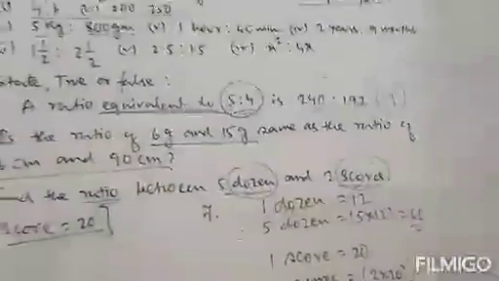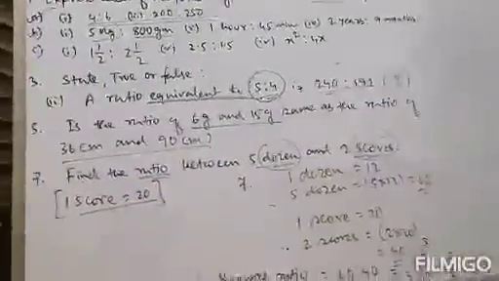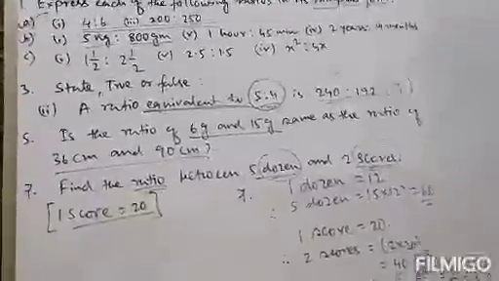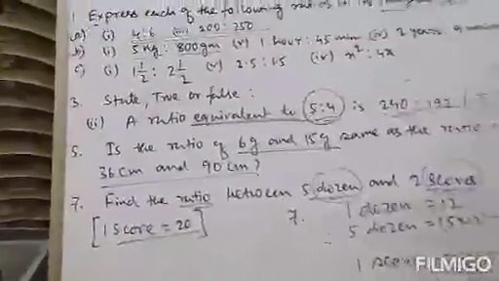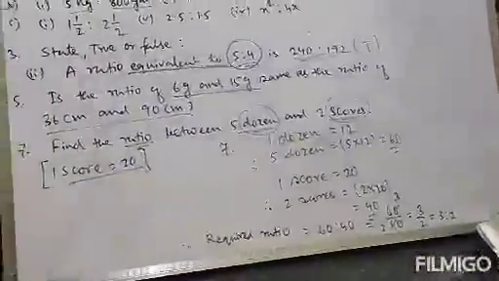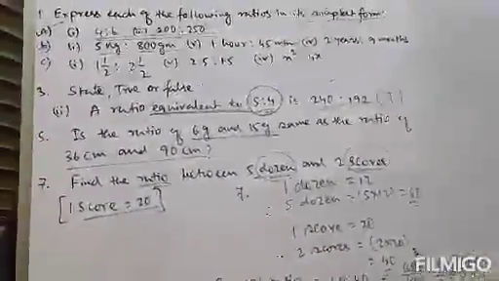Clear? So that's it. Your first exercise on the ratio topic is complete. Exercise 11A complete. Next session we will move to the next exercise with some theory part, and then we will move to the question part of your second exercise, that is exercise 11B. Clear? Thank you.